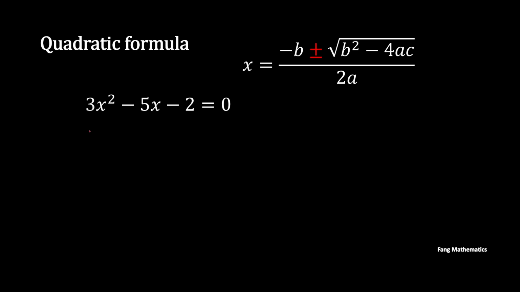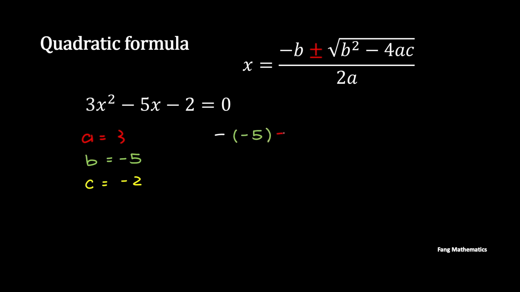Let's start with A. A in this case is 3. B in this case is -5. C in this case is -2. And let's start from minus B, the numerator. So minus B, you put -5.